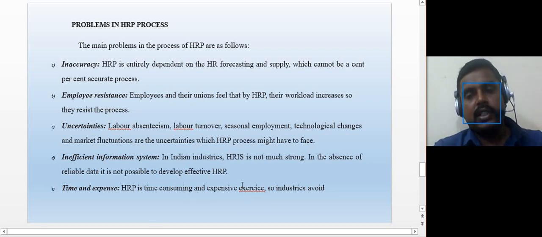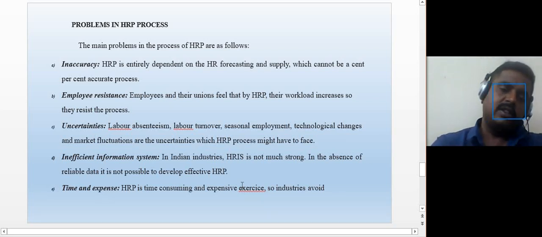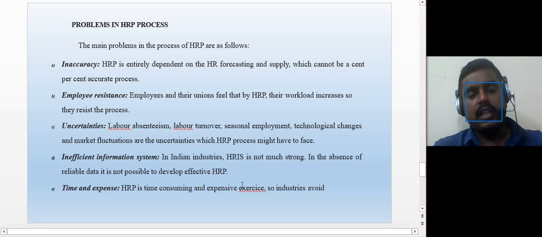And the technological changes. Changes in technology, market fluctuations and uncertainties might create such problems in the human resource planning process. And the inefficient information system. In Indian industries, the human resource information system is not very strong. In the absence of reliable data, it is not possible to develop effective HRP, because we must look at the data available related to human resources and the information system. We must merge both ends.